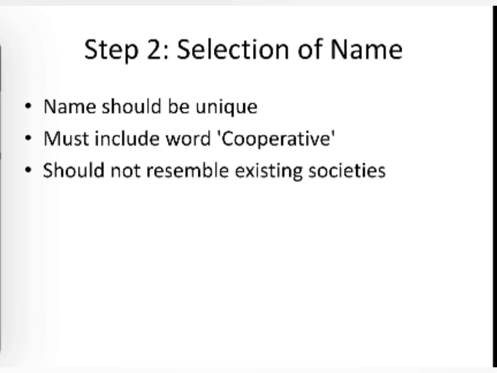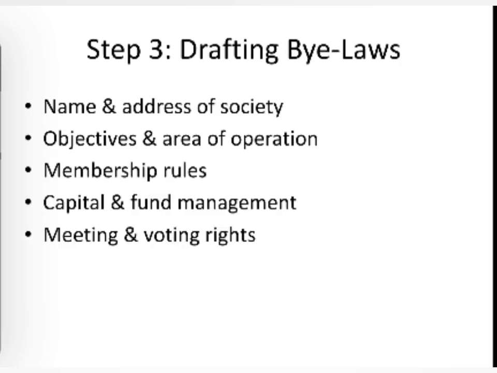Second step, selection of name. The proposed name of the cooperative society must be unique and not identical to existing societies, and must not be misleading or undesirable. Include the words cooperative society. The name must be approved by the Registrar of Cooperative Societies.